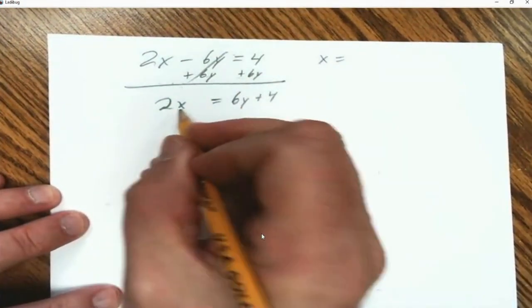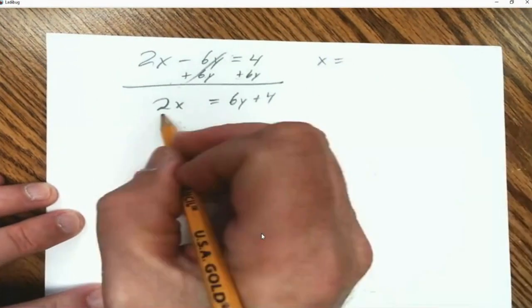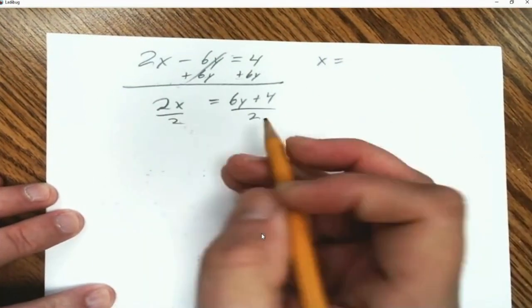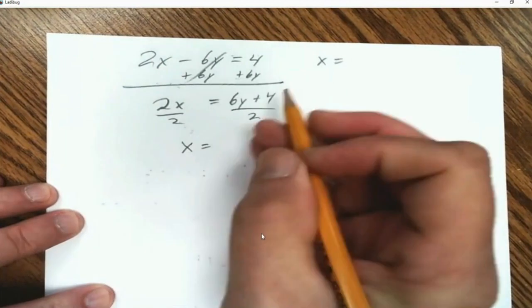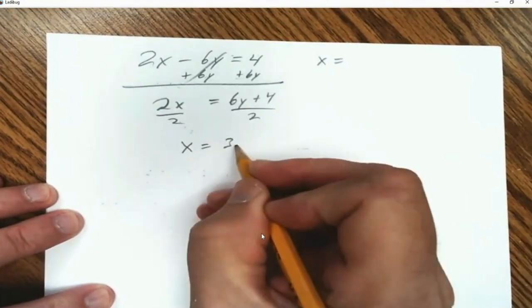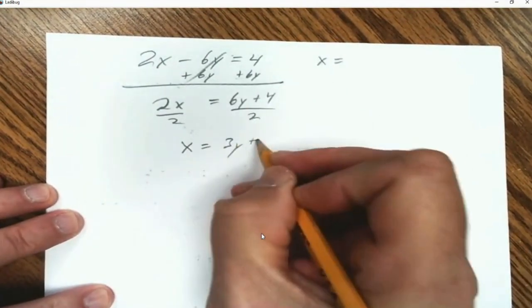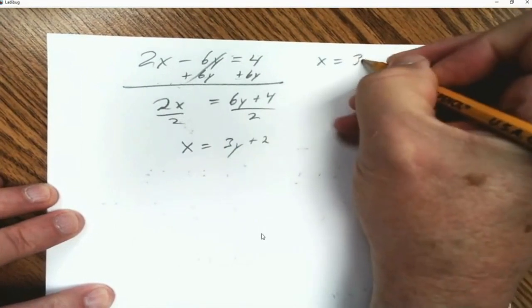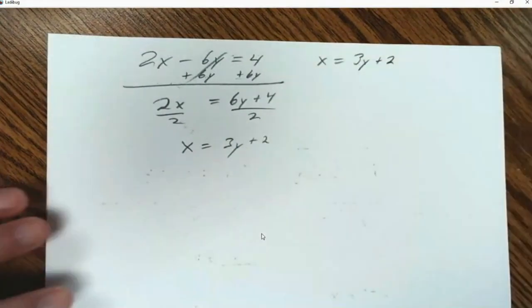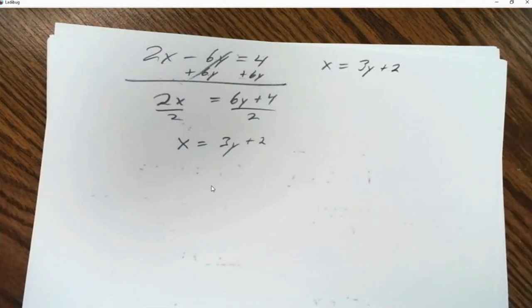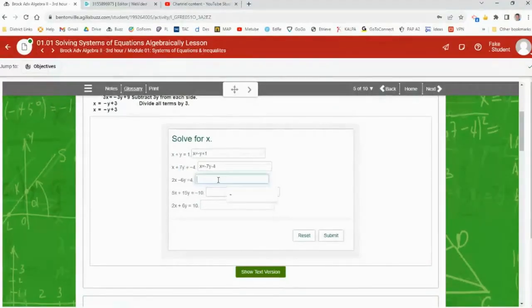I don't want 2x, I want x. So let me divide both sides by 2. So this is x equals 6y divided by 2 is 3y. 4 divided by 2 is 2. So x equals 3y plus 2. Just by isolating it down to x. So let's put that in there. 3y plus 2.